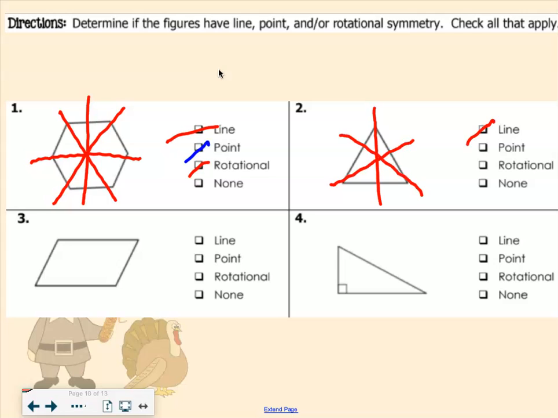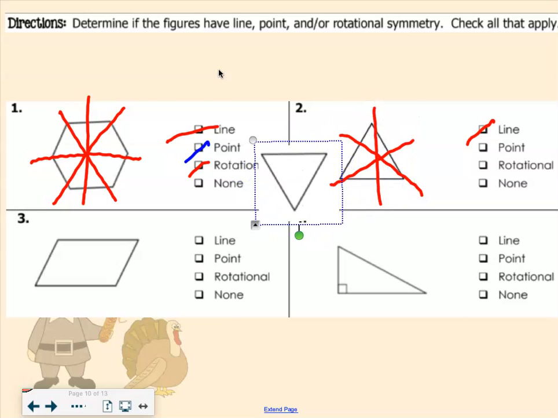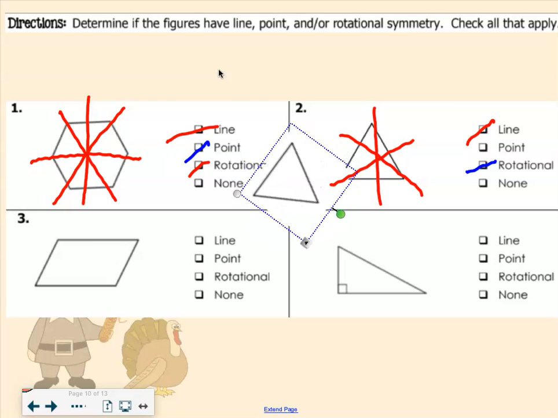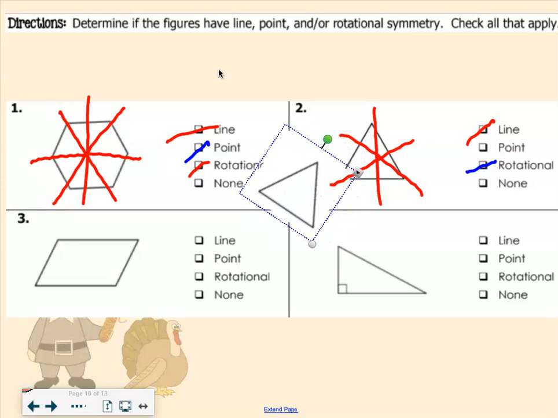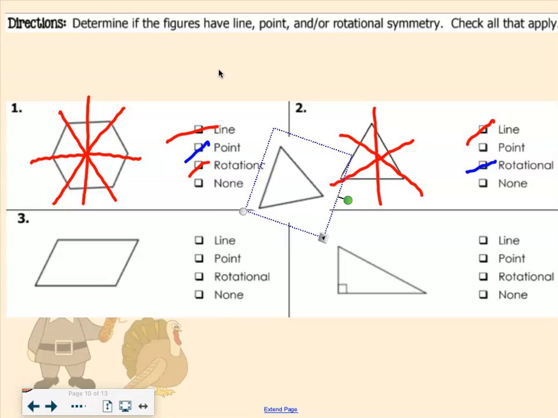Does it have point? Can I flip it upside down? Do I get the same picture? Oh no. Because that's not the same thing, is it? No. So it's not point, but does it have rotational? Yep. Why is it rotational? Because I can turn it 120 degrees and get the same picture. So here's where I start. If I keep going, I get the same thing.